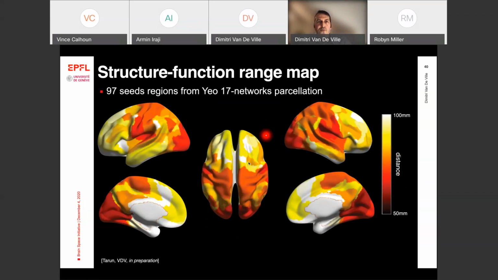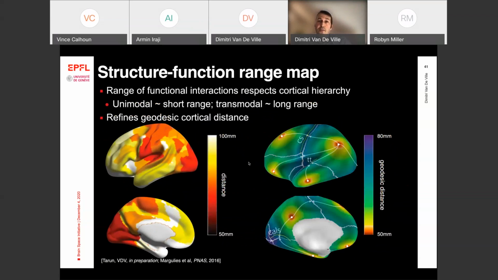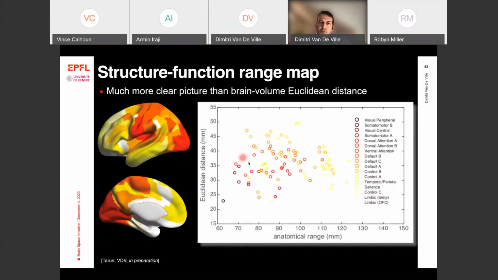And you see that you get a very nice map again, highlighting a range of functional interactions that is respecting the cortical hierarchy, as I already showed you before, going from unimodal short range to transmodal long range. And it's also nice to compare this against the geodesic cortical distance maps reported by Daniel Margulies, also in his 2016 paper.